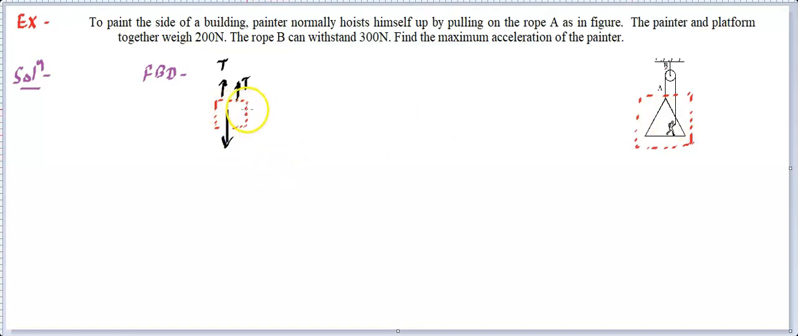And the gravitational force is how much? The total weight is 200 newtons, so you write it as 200 newton. Now this entire stuff will be moving upside because this person is climbing. So this is going to be the equation for the system, and this will be the FBD. The equation can be written as: total force upside is T plus T, that is 2T. Total force downside is 200, so 2T minus 200 must be equal to mass into acceleration.